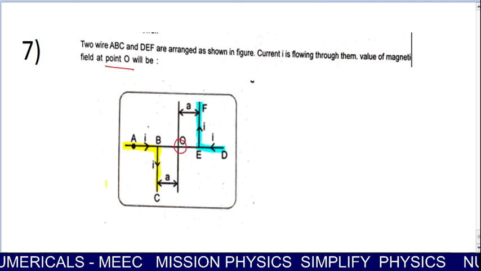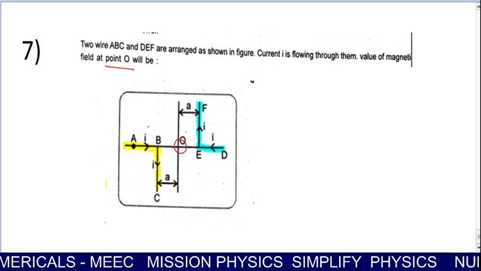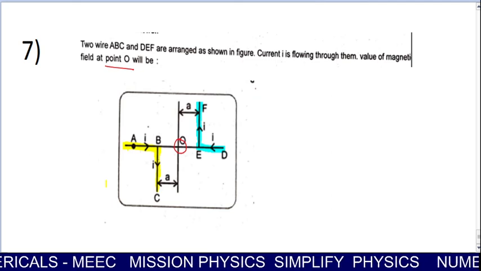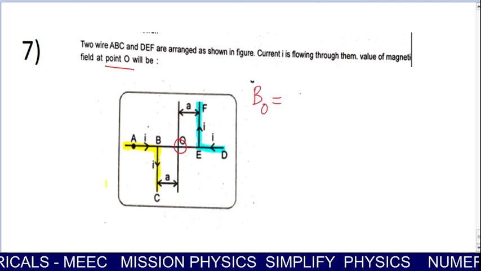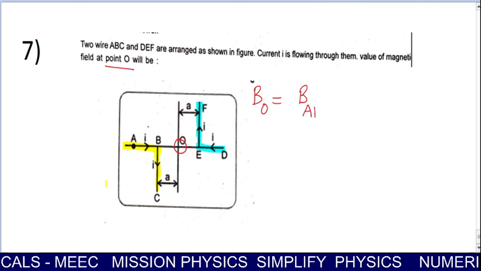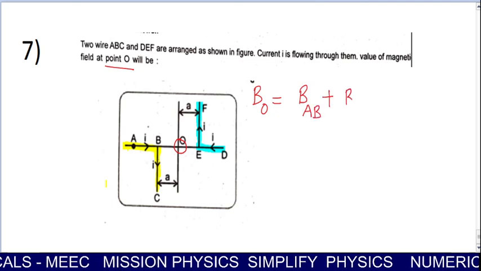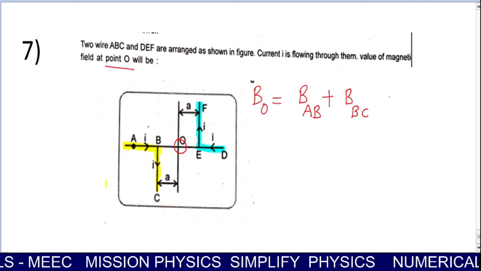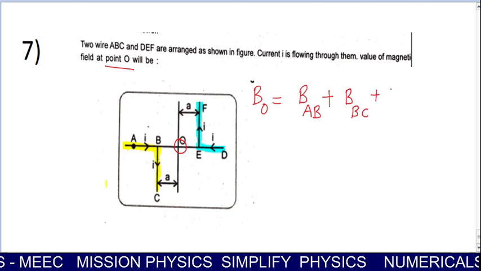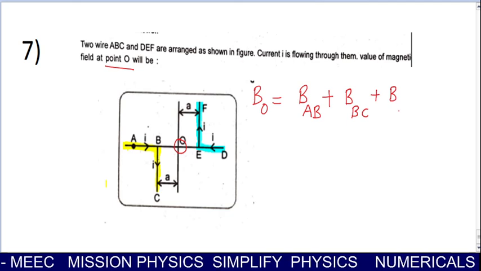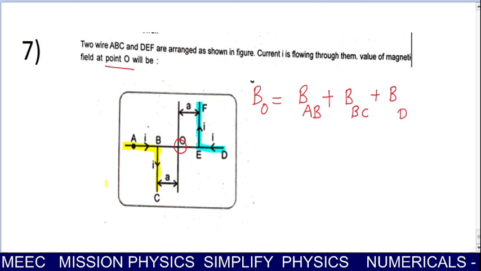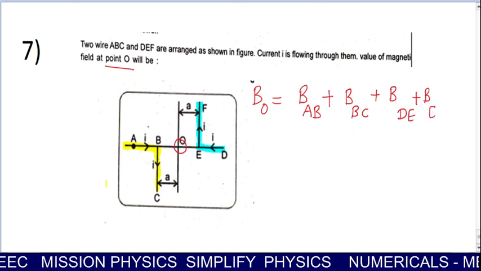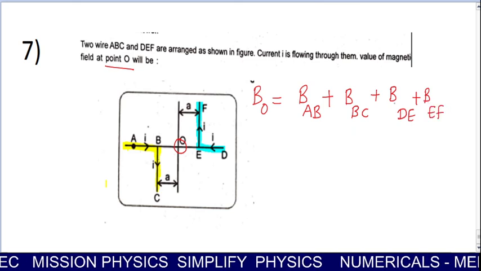इस point पर आपको field निकालना है. तो सबसे पहले previous concept को revise करेंगे. The magnetic field at O will be equal to the magnetic field due to AB plus the magnetic field due to BC plus the magnetic field due to DE plus the magnetic field due to EF. आपके पास ये चार पार्ट्स आएंगे.